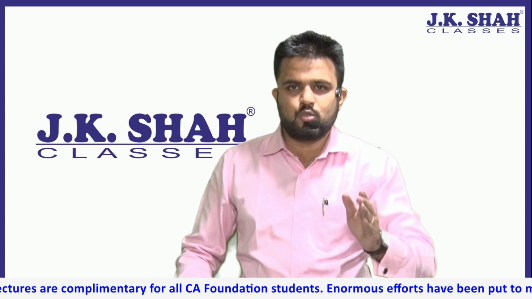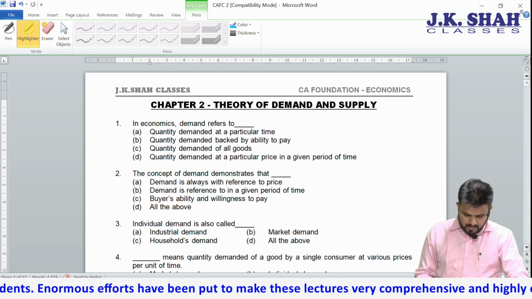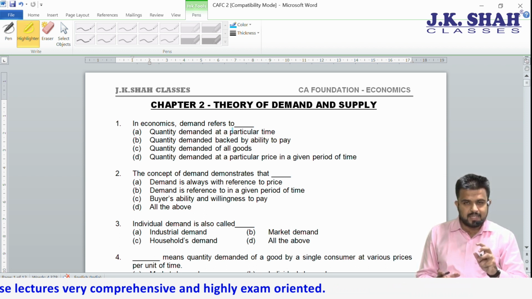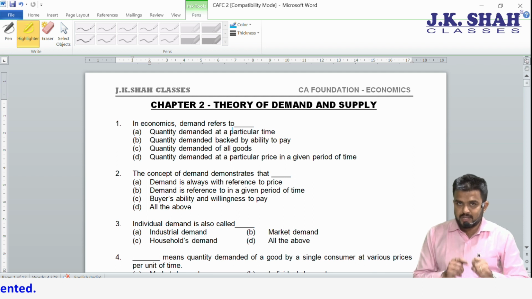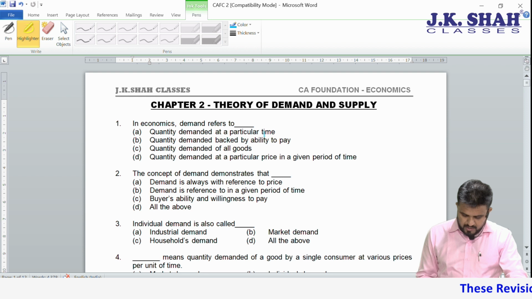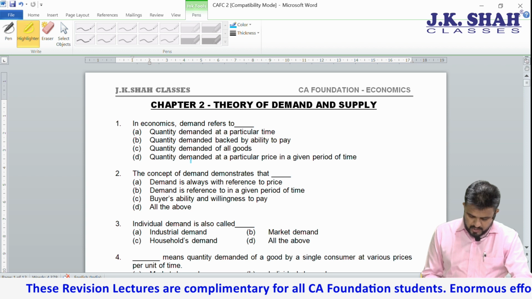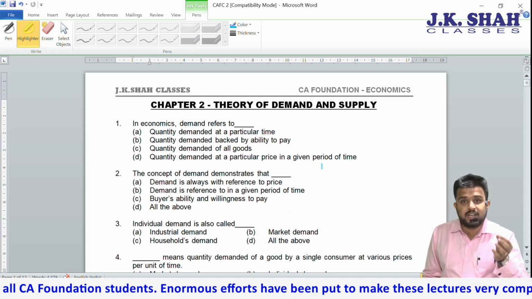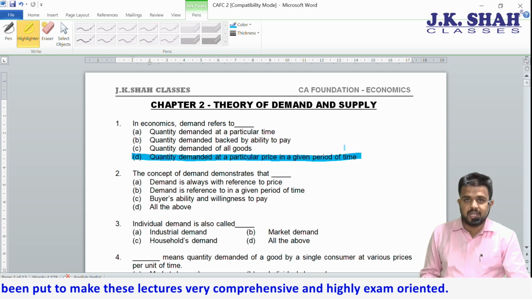Welcome back students. Now we are going to start with MCQs for chapter number 2. Let's start with the first MCQ. Question is, in economics, demand refers to. Now we have already done, it is a desire, it is an ability, it is a willingness to spend. But all three things should be under one point. So first says quantity demand at a particular time. Second, quantity demand backed by ability to pay. Third, all quantity demand of all goods. And the last says quantity demand at a particular price in a given period of time. So if you can recall, I had told it's a relative concept related to price and time. Students, your most appropriate answer is D.